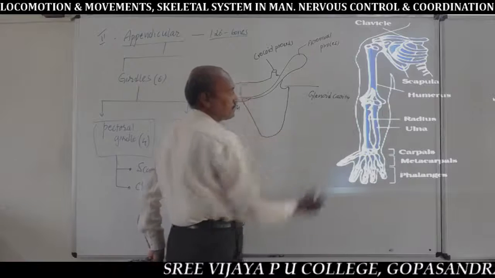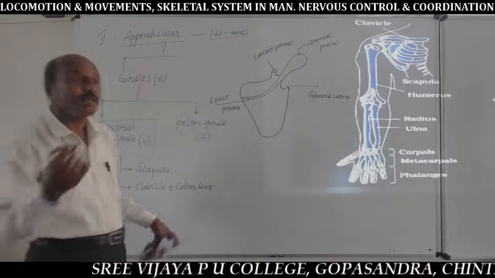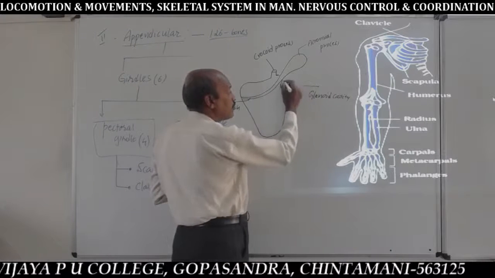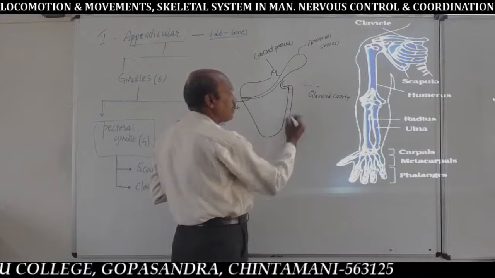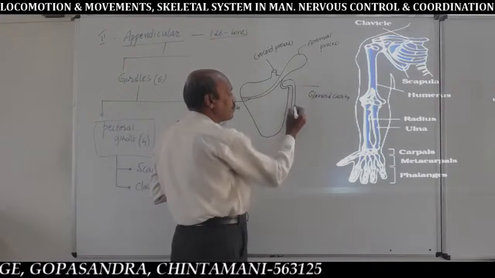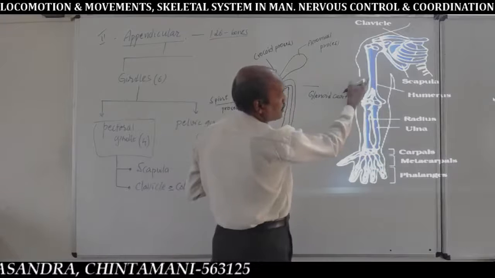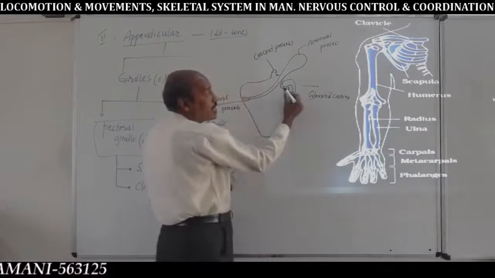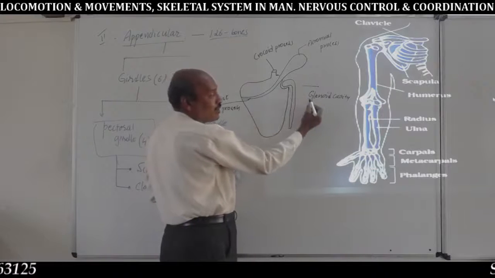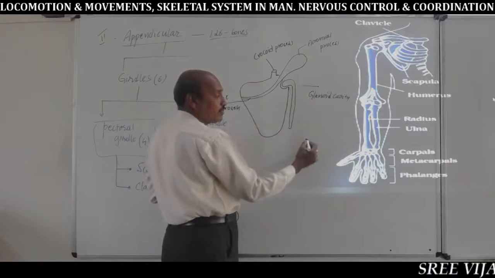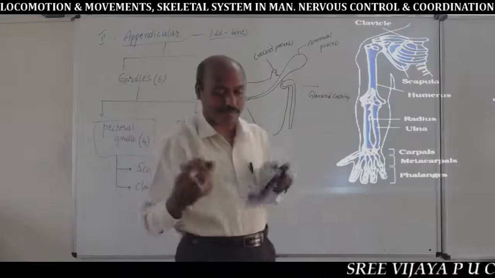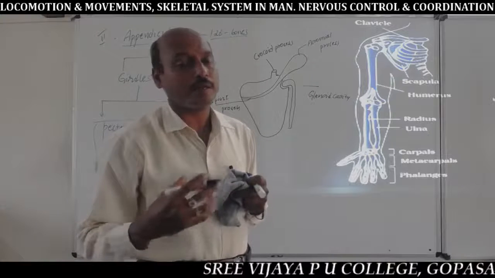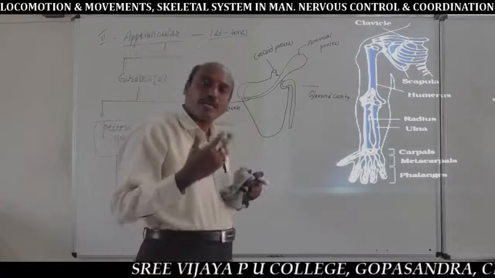Glenoid cavity. Into the glenoid cavity, the head of the humerus bone, the arm bone of the forelimb, articulates, that is, joins in the form of a ball and socket joint. Ball and socket joint is one type of freely movable joint, a synovial joint.